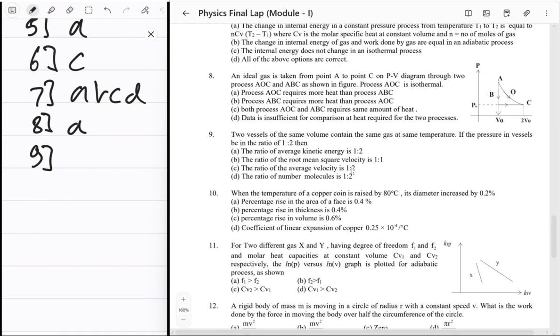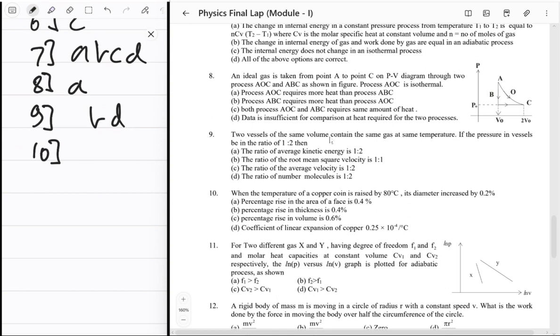Okay, this is getting weird. Total velocity, we don't know what that is. Wait, okay, it's the same gas, so molecular mass is the same, then yeah, the ratio of root mean square velocity is in fact 1:1, so B is right. And ratio of average kinetic energy, do you mean the average of the total kinetic energy, or actually for every atom? I don't know. Ratio of average velocity, okay, no, it's actually the same stuff. Ratio of number of molecules is 1:2, right? So D is correct. Okay, 10th question.